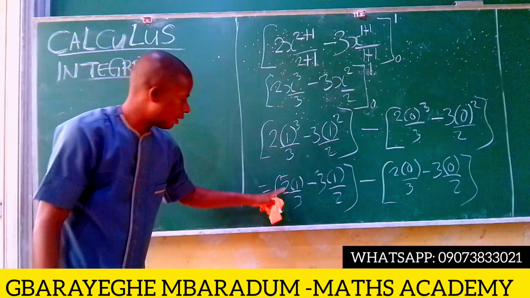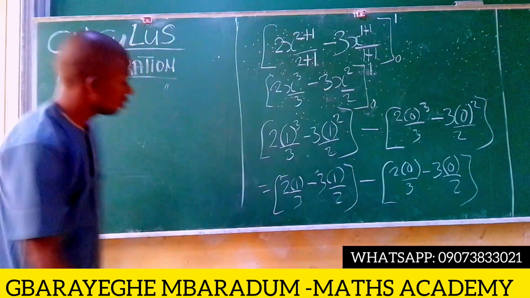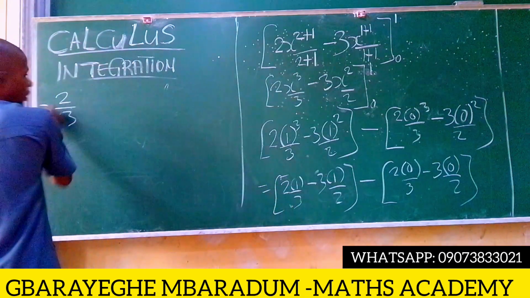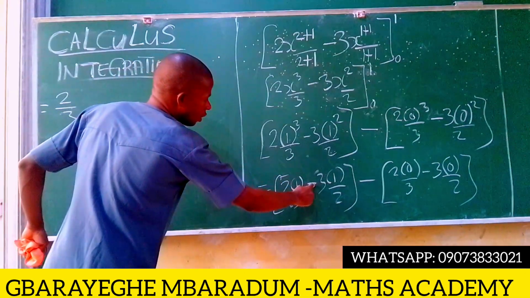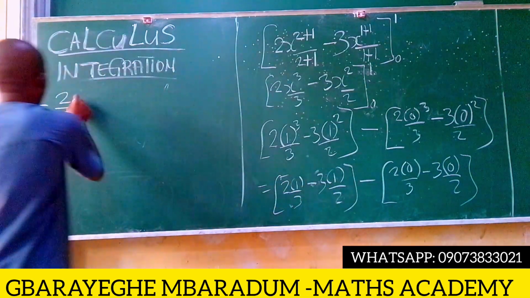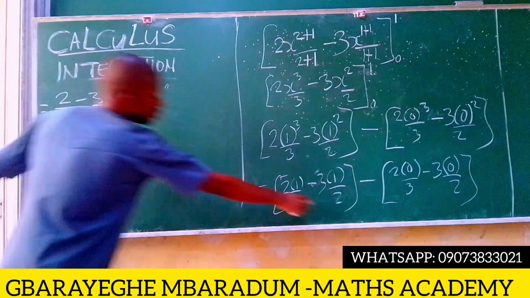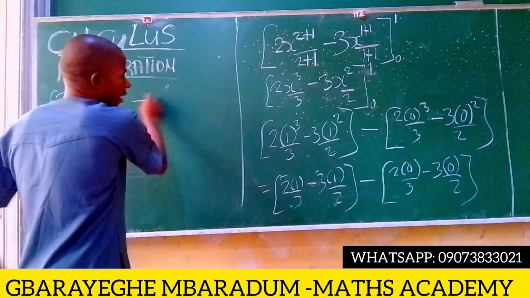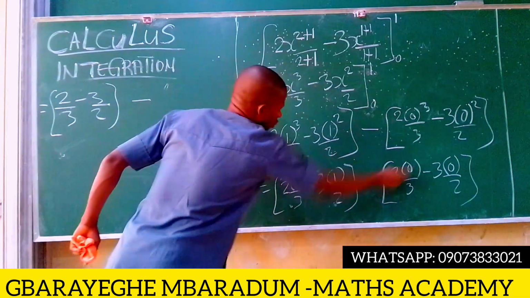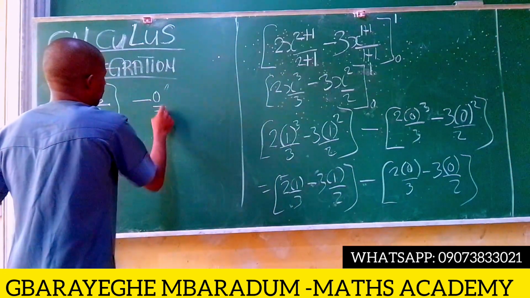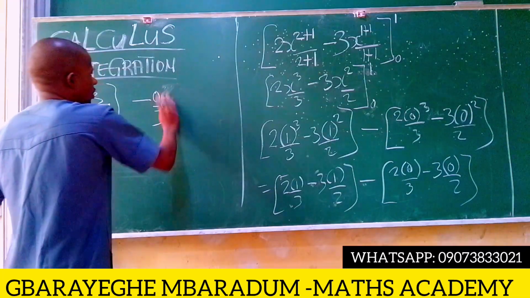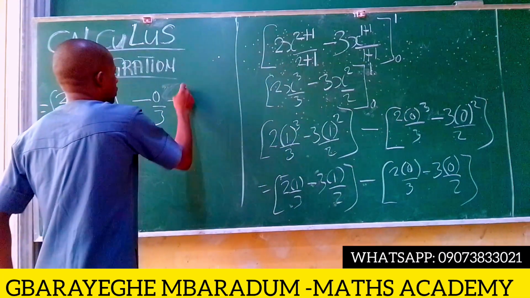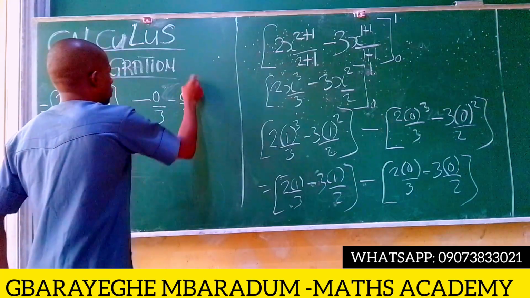Alright, now look at this. We have 2 times 1 is 2, all over 3. Then we have here minus 3 times 1, which is minus 3, right? All over 2. Minus this minus here, 2 times 0 is 0, right? All over 3. Then minus 3 times 0 is 0, all over 2.